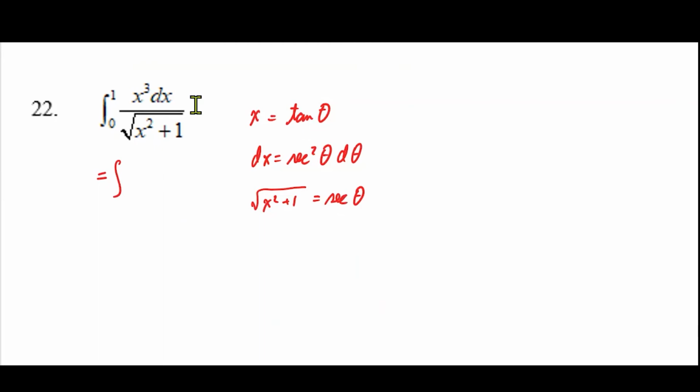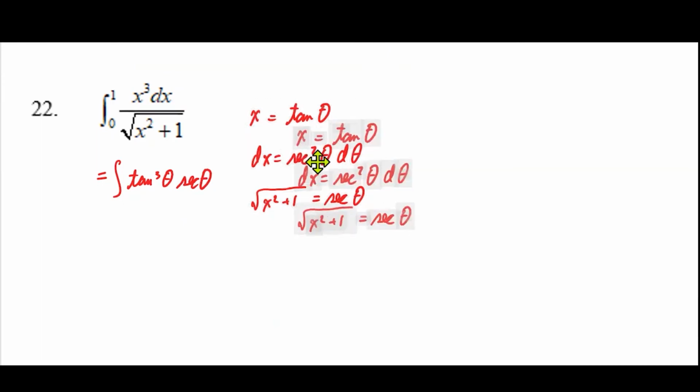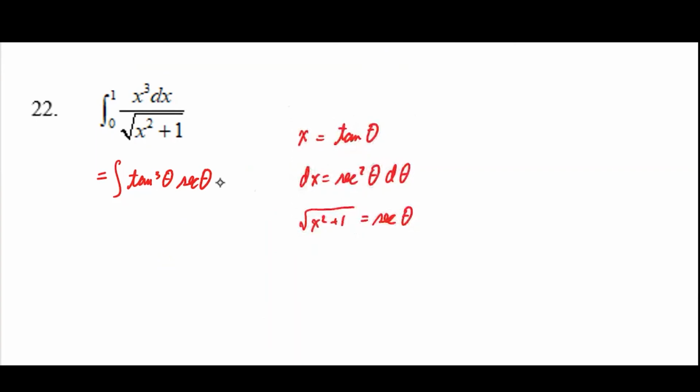Now, this is tangent cubed over secant squared over secant. So do you see that we have tangent cubed theta times secant theta? I'm going to move these over a little bit to make room. Do you agree with this simplification? Anybody lost?